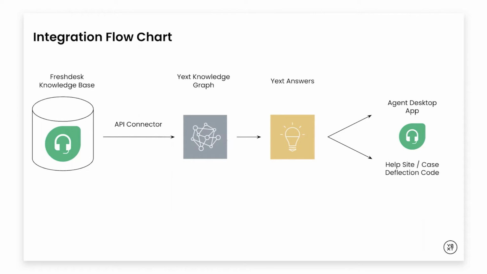We'll go through in a couple slides what that flow actually looks like, but all you need to do as the user is provide your Freshdesk subdomain and API key to authorize the connector to run. So that's the first part. It's about getting data from Freshdesk into Yext.